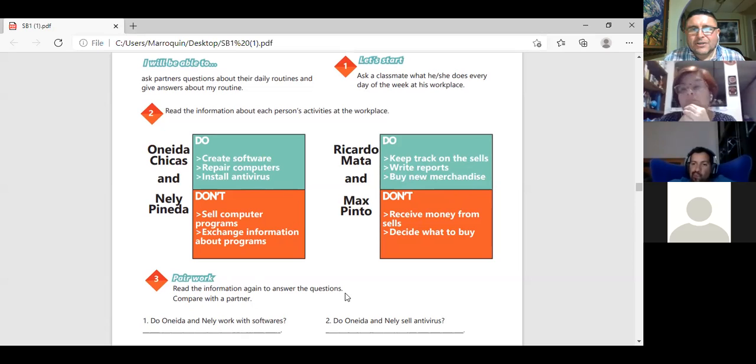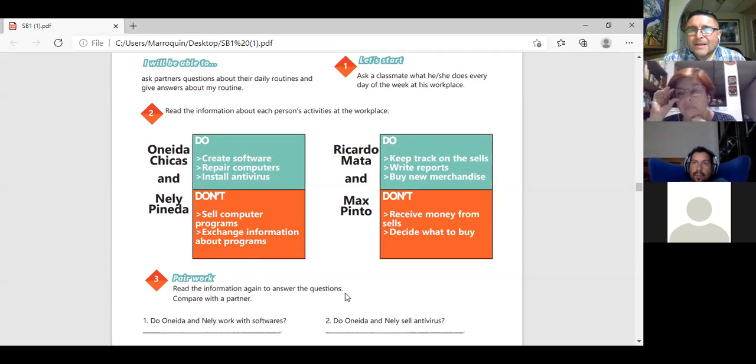Oneida Chicas create software, repair computers, install antivirus. Then we have Nelly Pineda. She doesn't sell computer programs. She doesn't exchange information about programs. Then we have Ricardo Mata. He keeps track on the sales. He writes reports and he buys new merchandise.